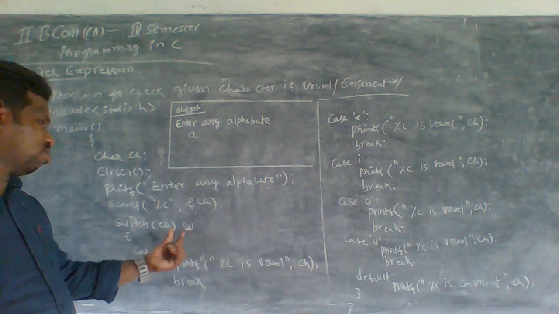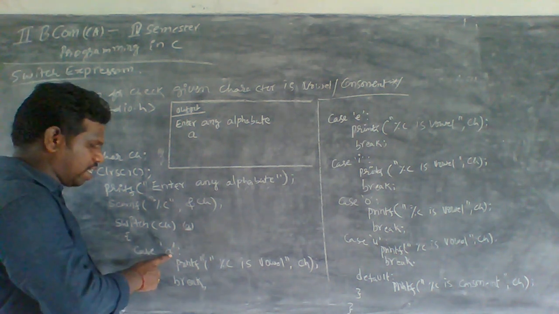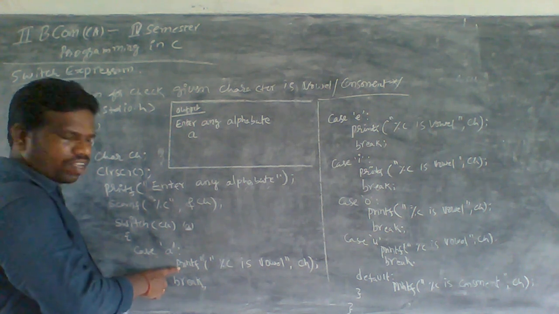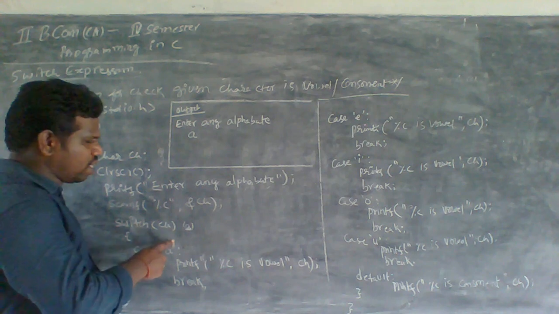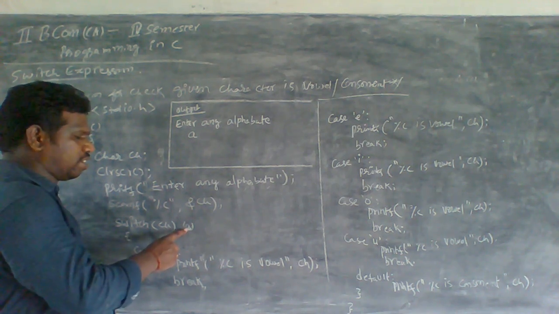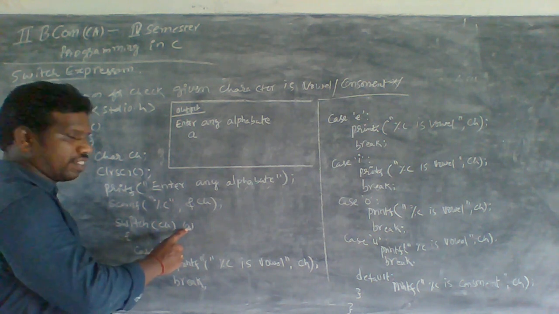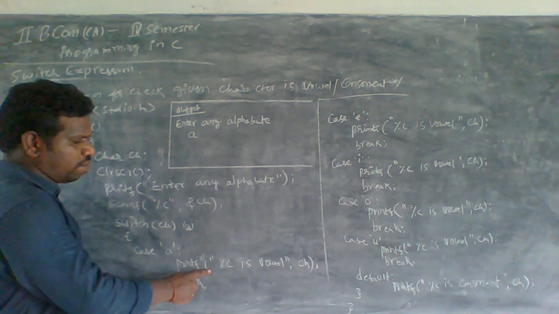It is also matched with this case. This expression is also matched with this case. That's why it executes here. If the expression is not matched with this case, it does not execute here. So the first case is called case A, so the expression is also A. This is matched with the same element, and the printf is going to execute the printf statement.